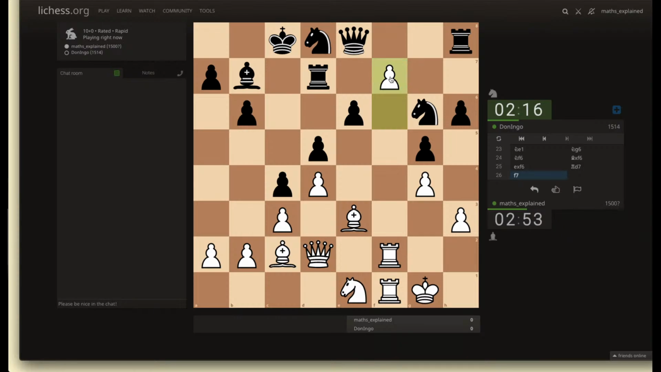The reason I did this is then I can take the knight with the bishop. Because now it's not defended, right? The queen was defending this knight, but now it's not, so I can take it.